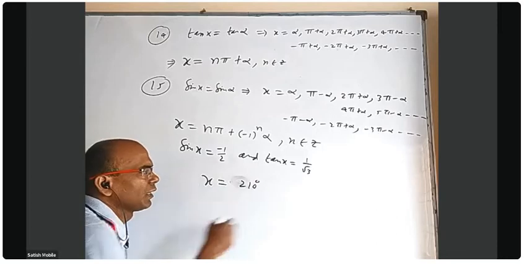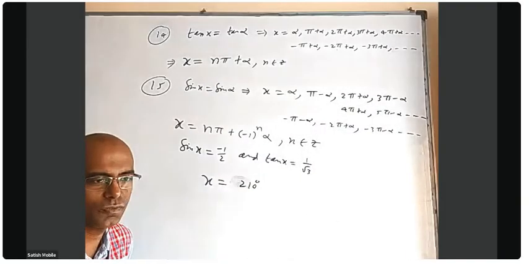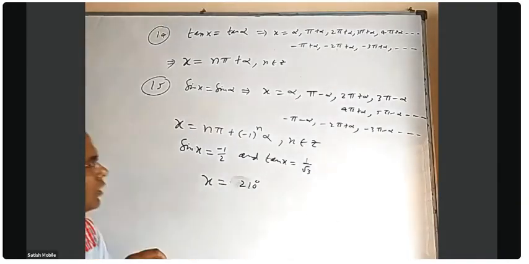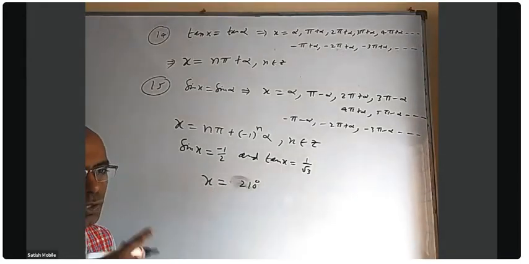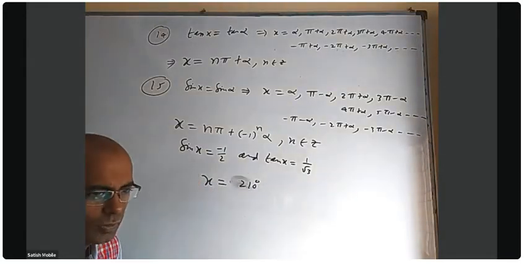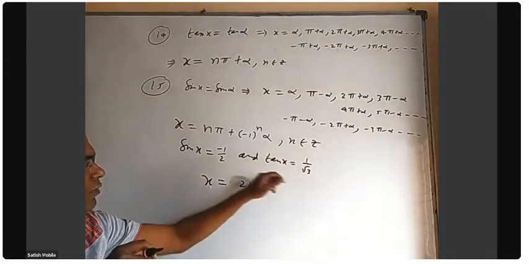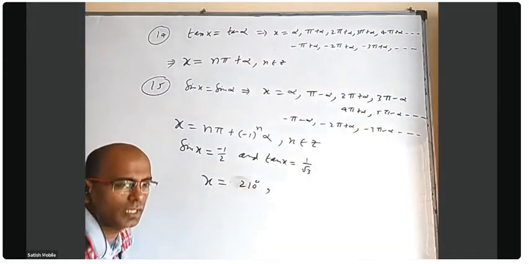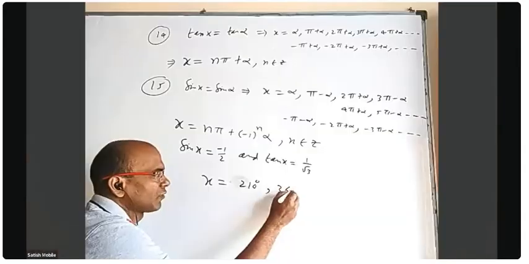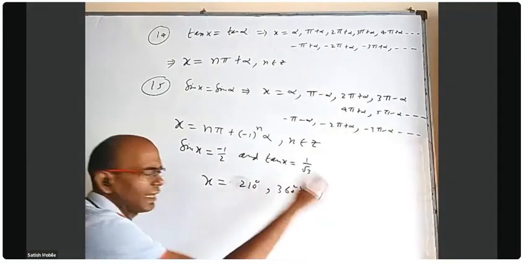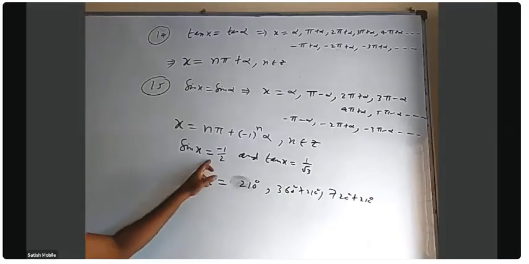So we don't get anywhere else. In the fourth quadrant, we don't get a solution because tan will be negative. In the first quadrant, we don't get a solution because sin will be positive. In the second quadrant, we don't get one because tan will be negative. Again, next to the third quadrant, what will the answer be? 570, which is 360 plus 210. And next? 720 plus 210.